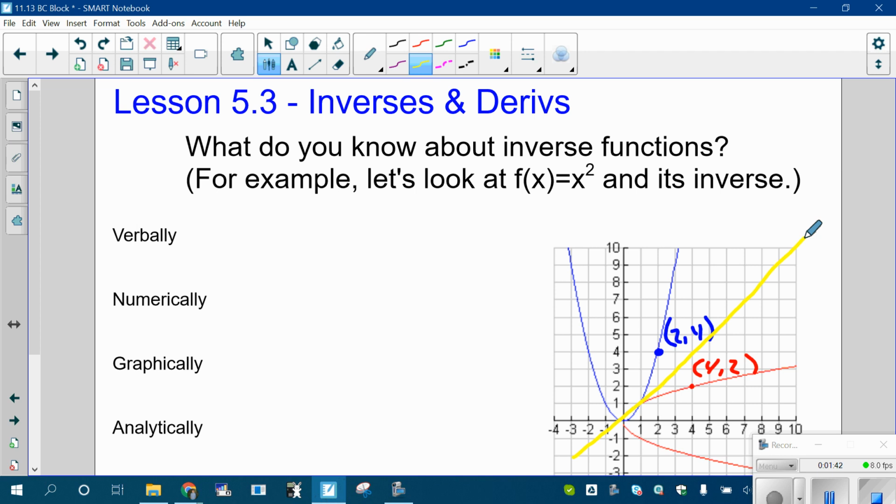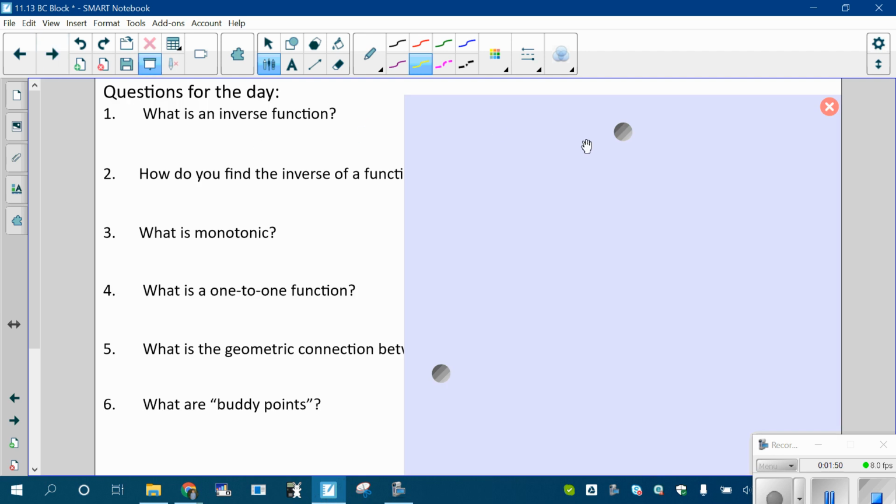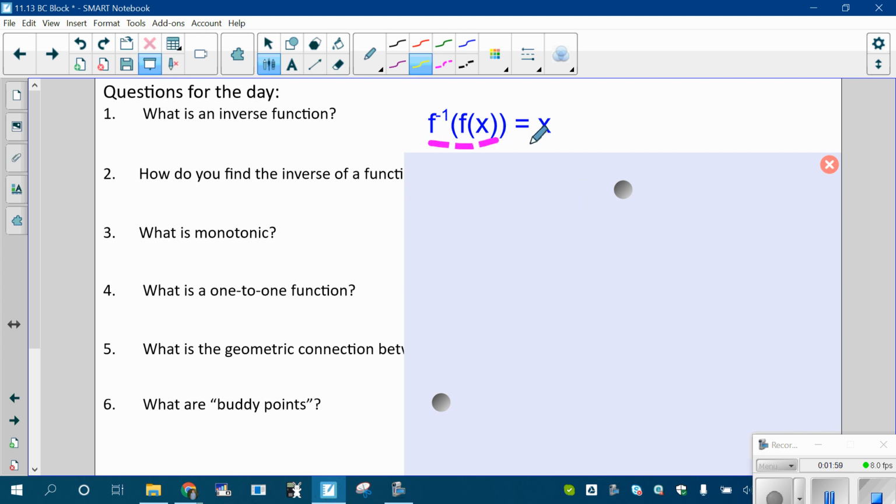And last thing, how do you actually find an inverse? Well, we'll go over that in a second. But you might remember flip the x and the y, solve for the y. Okay. So what is an inverse function? An inverse and a function, they undo each other, so when you do composition of them, they cancel each other out. If you do f inverse of f of x, you get out x. That is the definition of a function and its inverse. They cancel each other out. You do them both, nothing happens.